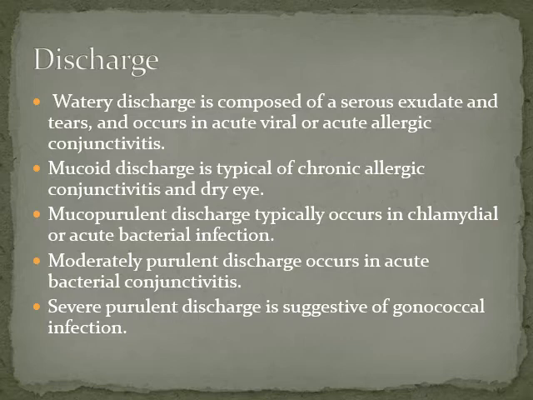So what are the types of discharge? It can be watery discharge, which is composed of a serous exudate and tears and occurs in acute viral or acute allergic conjunctivitis. Then mucoid discharge is typical of chronic allergic conjunctivitis and dry eye. Then mucopurulent discharge typically occurs in chlamydial or acute bacterial infection. Then moderately purulent discharge occurs in acute bacterial conjunctivitis. Then severe purulent discharge is suggestive of gonococcal infection. So these are the types of discharge.